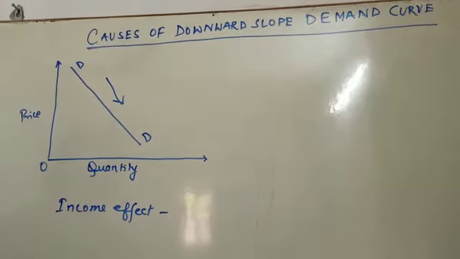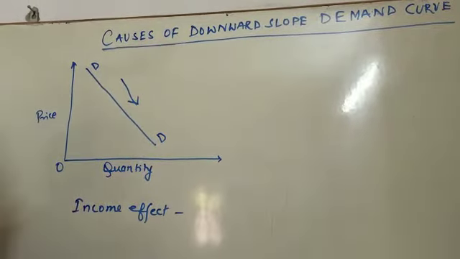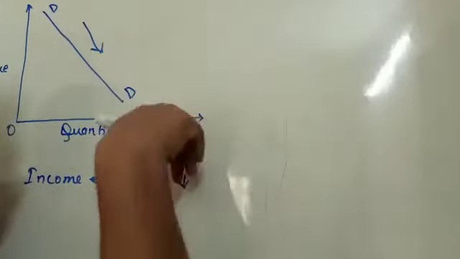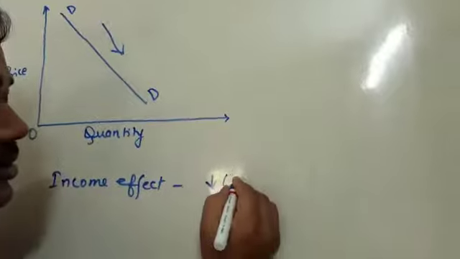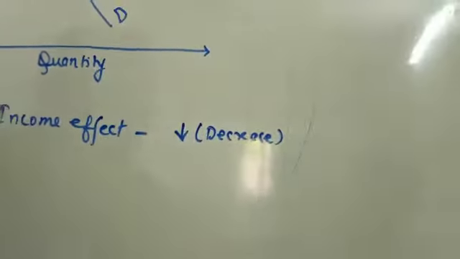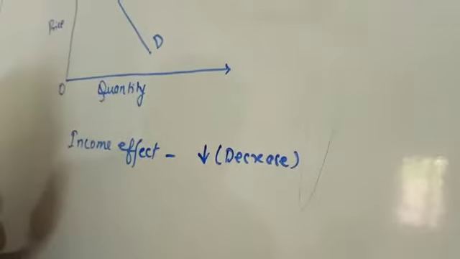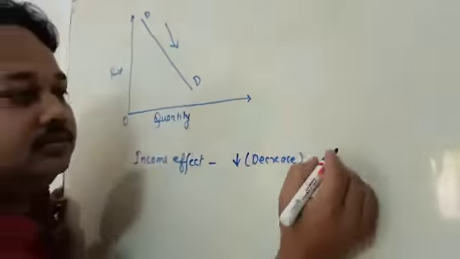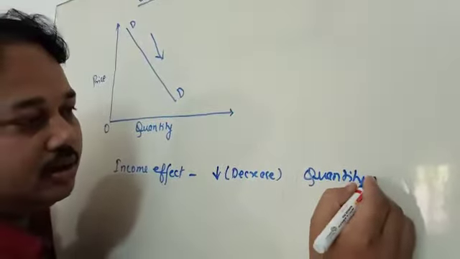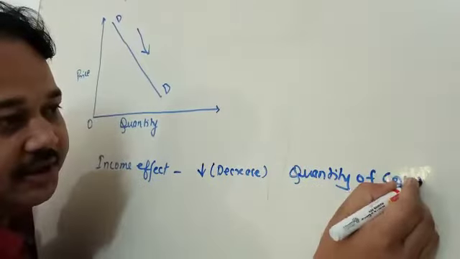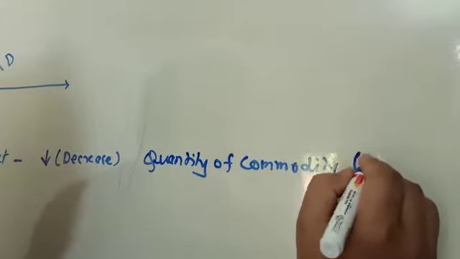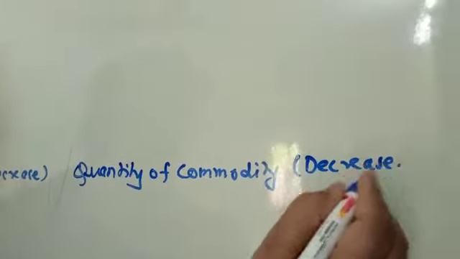Suppose, as we have already studied, if the income decreases, what will happen? The people are not going to consume more and more goods. The quantity demanded of a commodity also decreases. Okay, this is the first reason.